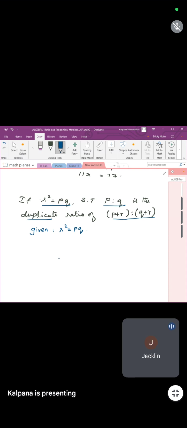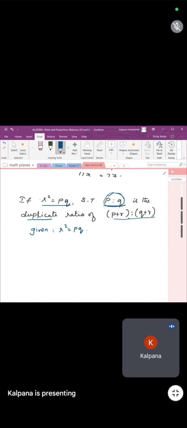P plus R the whole square is equal to Q plus R the whole square. No. You have to show this is the duplicate ratio of this. So this is the result: P plus R the whole square is to Q plus R the whole square is equal to P is to Q. Very good. Okay, now this is the result.